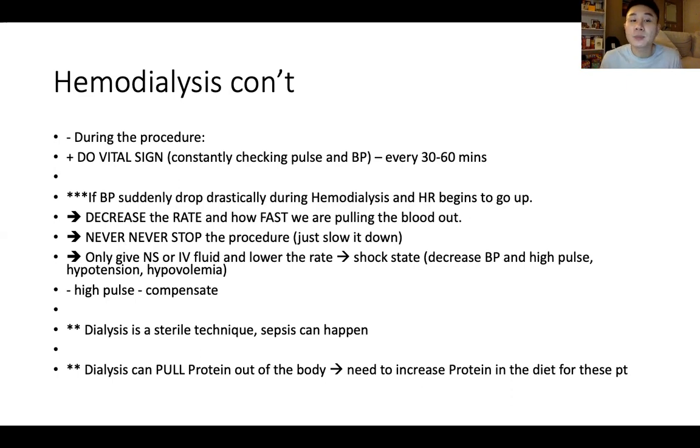Okay, so during this procedure, we do vital signs constantly, checking pulse and blood pressure every 30 to 60 minutes. If blood pressure suddenly drops drastically during hemodialysis and the heart rate begins to go up, what is this classic sign? This is the classic sign of hypovolemic shock. Low blood pressure, high heart rate. So what do we do? We decrease the rate of the hemodialysis machine and how fast we're pulling the blood out. So we decrease the rate of doing that.